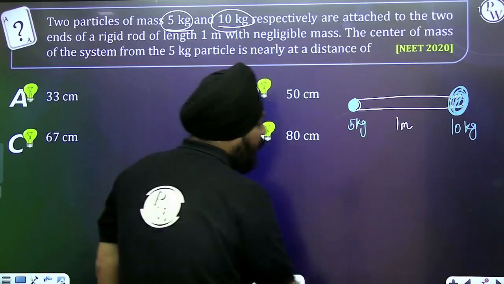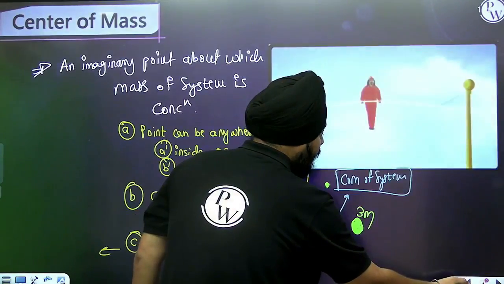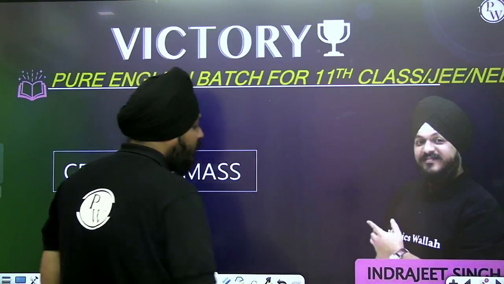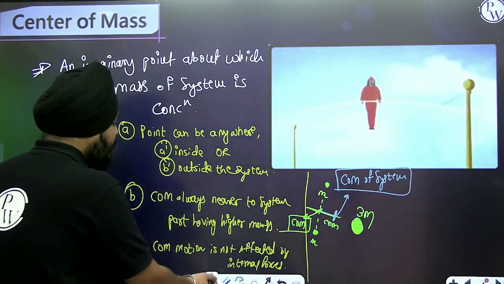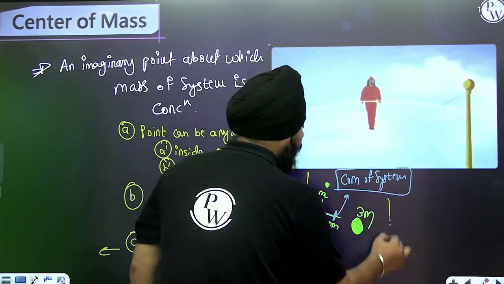Okay, one important thing about the center of mass that was important to discuss with you all: it is always calculated with respect to a reference point.